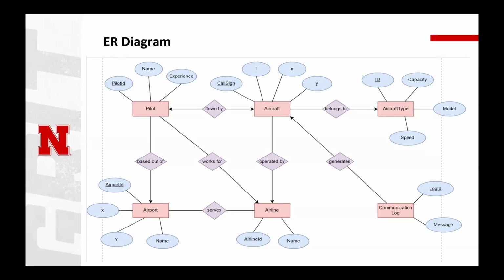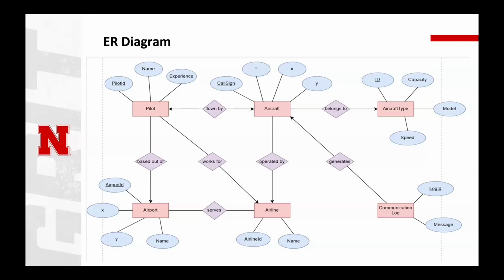So we have one-to-one relationship between pilot and aircraft. One pilot flies one aircraft, and we have many-to-one relationship between aircraft and aircraft type. So many aircrafts can belong to one aircraft type. And then we have one-to-many relationship between aircraft and communication log. So one aircraft can generate multiple communication logs.